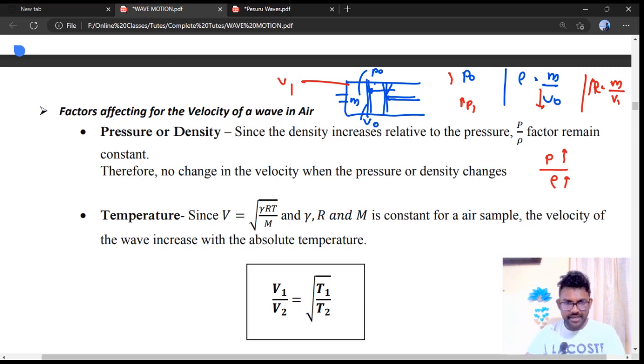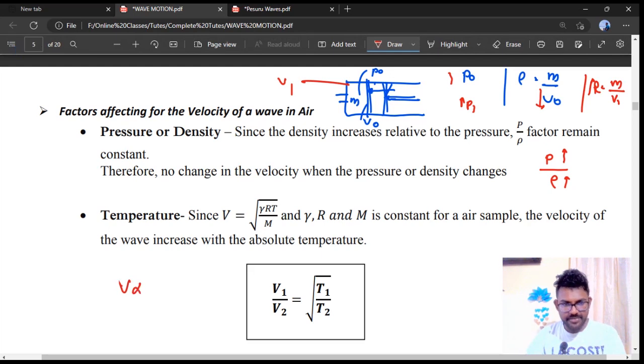So we can write it like this. You can write here V is proportional to root T. Therefore V is proportional to root T. Then I can compare the case with two scenarios, right? If the velocity is V1, then the temperature will be T1.